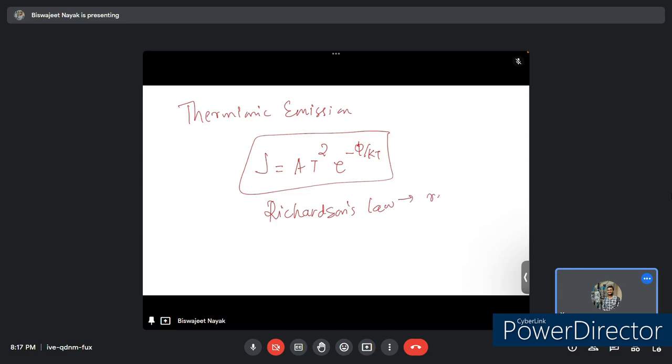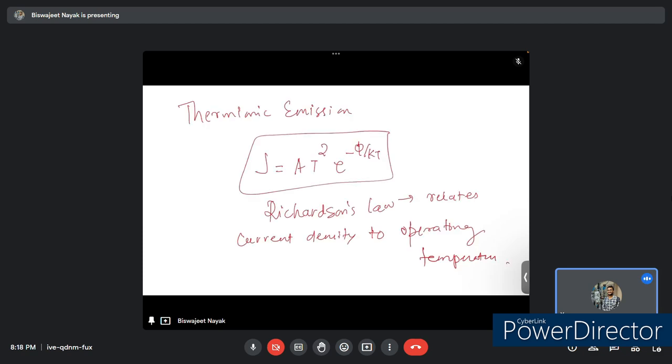It relates current density to operating temperature. Here A is called Richardson's constant. It's constant for a given source. So from this equation we can see we need to heat the source to a temperature such that energy greater than this work function phi should be given to the electron, then only they will escape from the source and will be available for an electron beam.